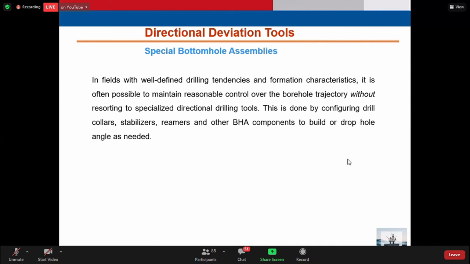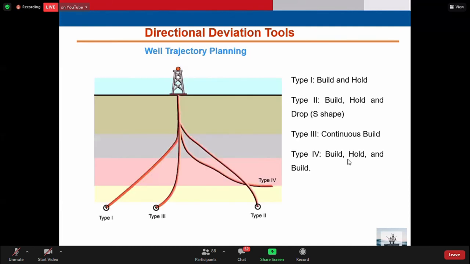The BHA assembly in the field: you need to find the drilling technique and the formation characteristics of tools to maintain reasonable control over the whole trajectory without using specialized directional tools. This is done by different configurations of the drill collars, of stabilizers, of the reamers and other BHA components to build the angle or drop the angle as needed. So we have various types, as we saw yesterday: type 1, type 2, type 3, building, or continuous bending.